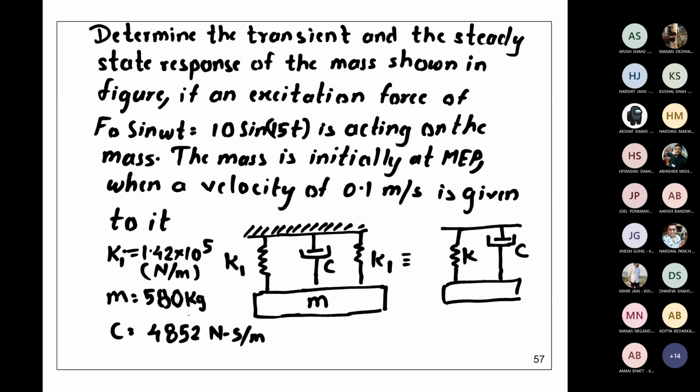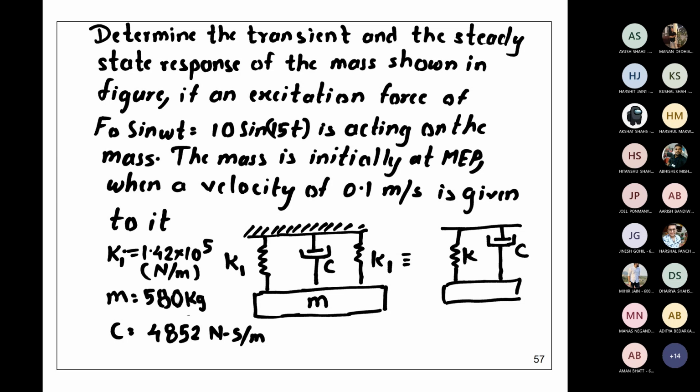I'll just read the next question. Determine the transient and the steady state response of a mass shown in the figure, if an excitation force of F0 sine omega t, that is equal to 10 sine 15 t, is acting on the mass. So 10 is the amplitude of force and 15 is the forcing frequency, that is radians per second. The mass is initially at mean equilibrium position when the velocity is 0.1 meters per second. So x0 dot is given, and so this is the system.